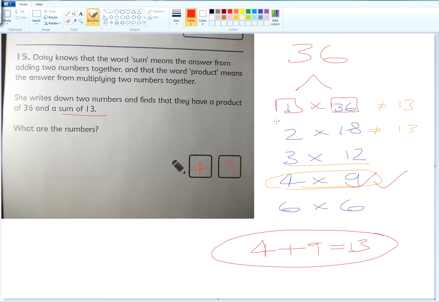Because we said that 1 add 36 is not 13. And we said 2 add 18 is not 13. 6 and 6 is 12, and that doesn't give you 13. Next question. Okay, right, that was number 15. We are now moving on to number 16.